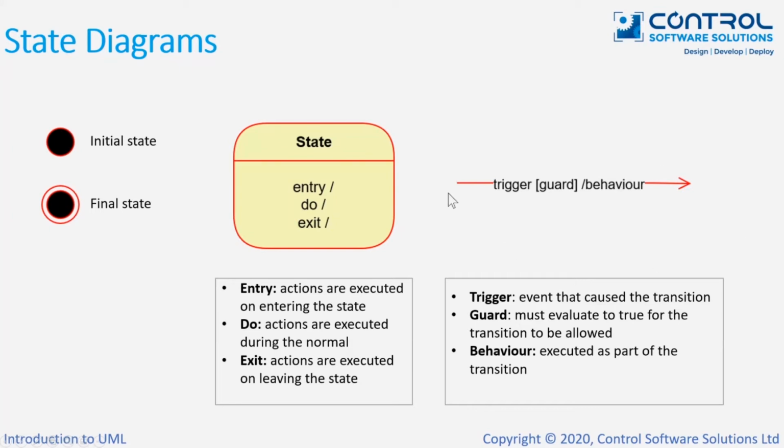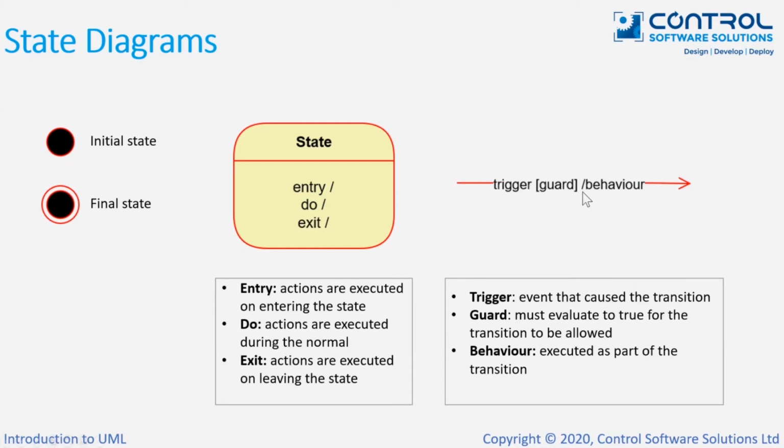The other thing that we need to understand is the syntax that's used on the arrows that go between the states. Again, on these arrows, you can show all of these or none of these, or any combination. What we basically have is the first thing that occurs is the trigger. So the trigger is the event that caused the transition, the thing that caused it to leave the state that it was in.